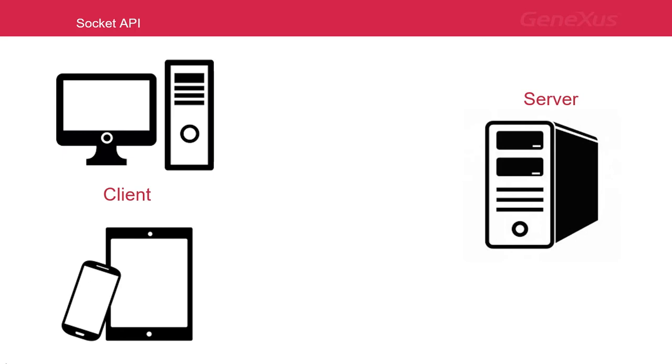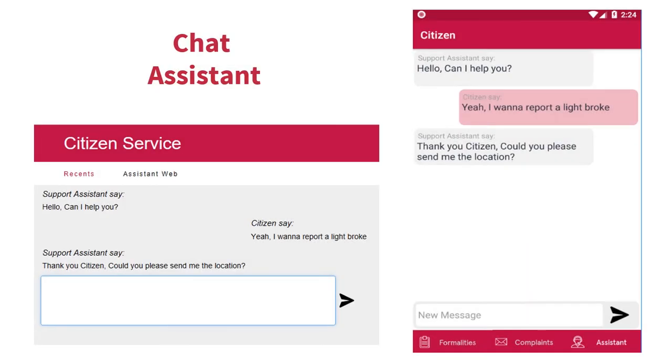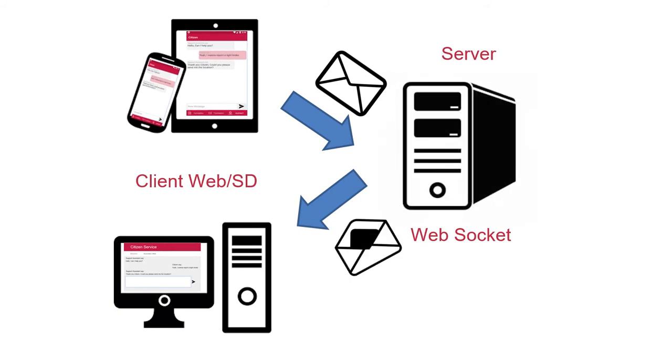Regarding the Socket API, note that it allows establishing a two-way communication between the client and server through WebSockets, which are a communications protocol that provides a communication channel over a TCP connection. An example of a use of the Socket API is an assistance chat, which, in this example, allows the user to make a report in real time from his mobile, and a wizard will support him from the web part. It works as follows. The SD client sends the message to the server. The server sends it to the web client. The web client will refresh its screen to show the new message, and vice versa.